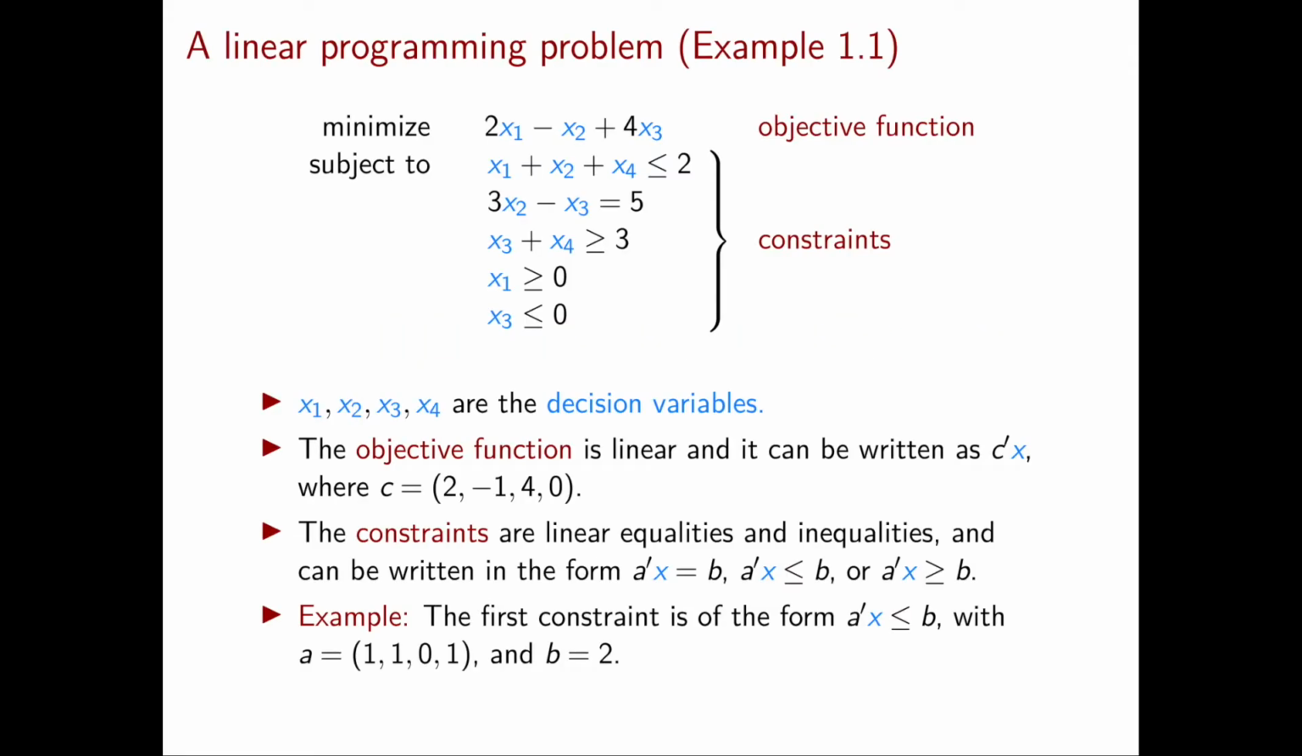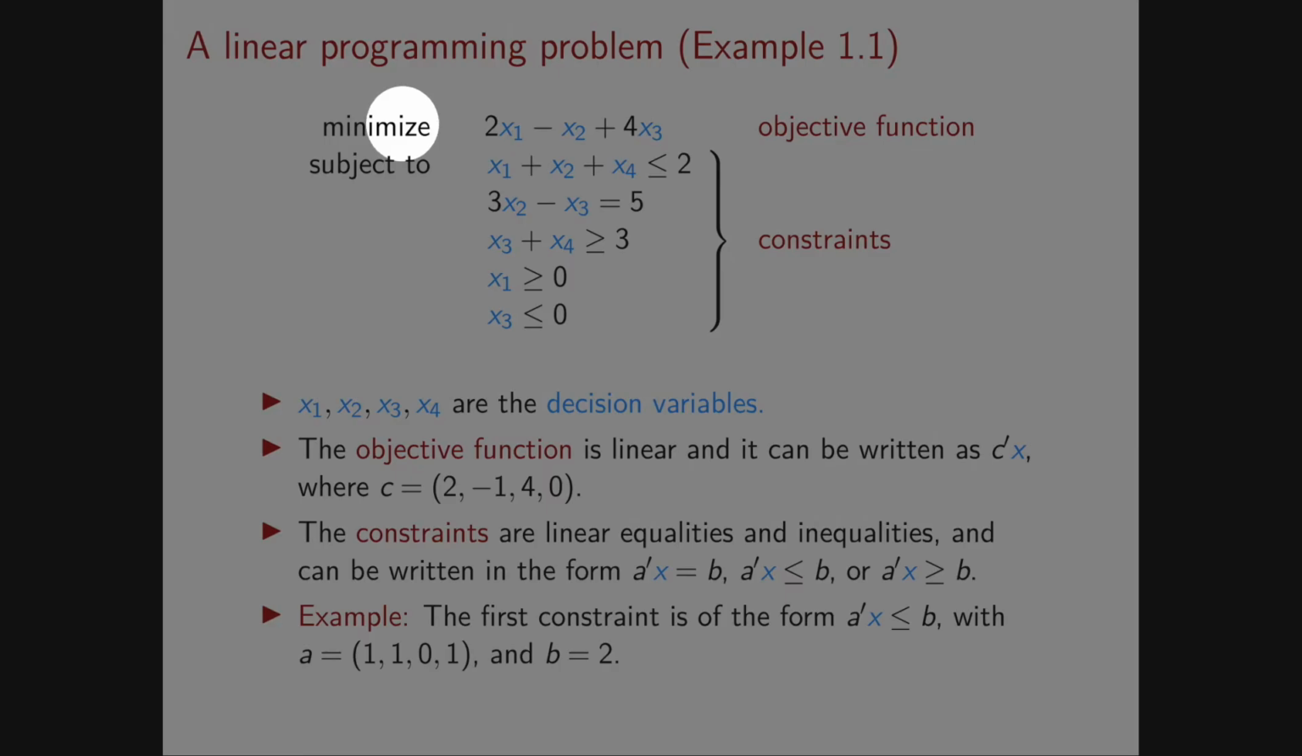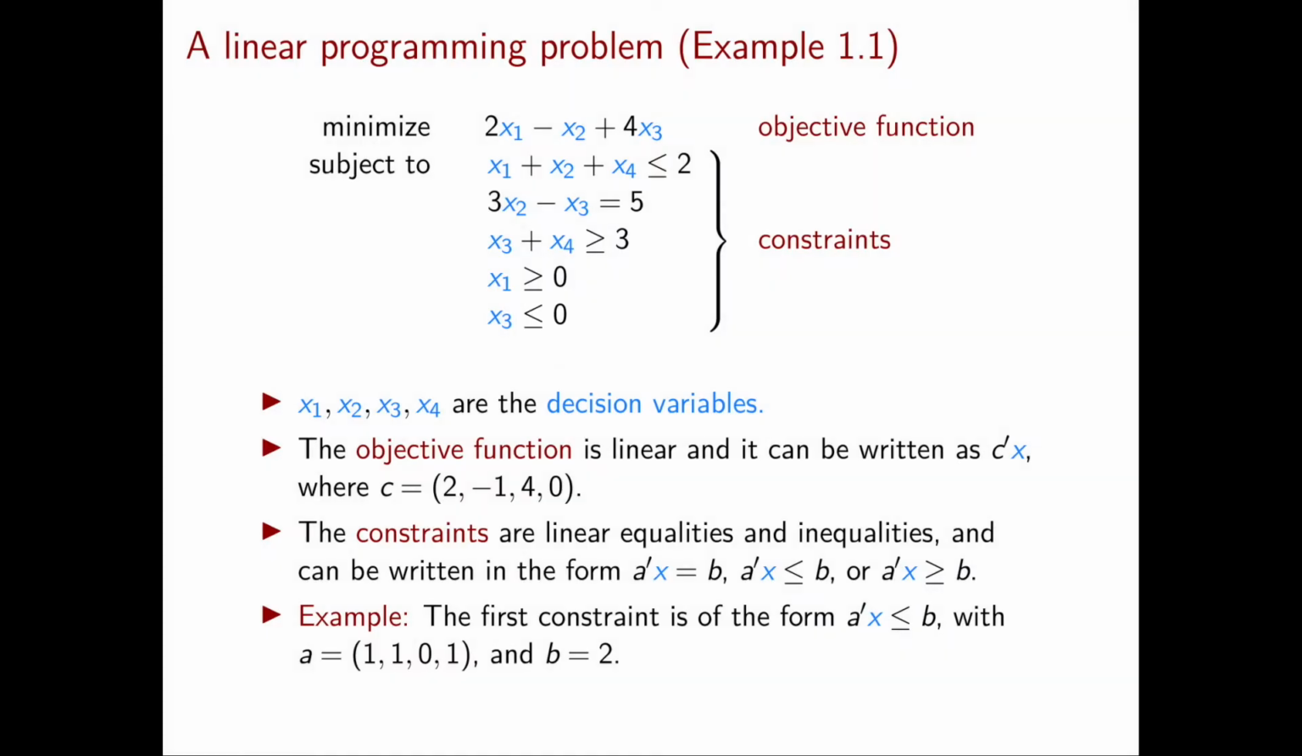Before giving the formal definition of a linear programming problem, we see an example. In this example, we want to minimize the objective function given by 2x1 minus x2 plus 4x3, subject to a number of constraints. The first one is x1 plus x2 plus x4 less than or equal to 2. Then we have 3x2 minus x3 equal to 5. Then x3 plus x4 greater than or equal to 3. x1 greater than or equal to 0, and x3 less than or equal to 0.